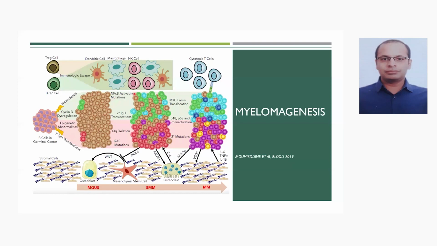Now, when a newly acquired mutation in the NF-kappa B region or secondary IGH translocation or certain other translocations or mutations occur, in addition to interaction with these mesenchymal stem cells, it forms an asymptomatic stage which is called smoldering myeloma. And when further mutations are acquired, like MYC locus translocation, P50, P53, P18, or other secondary mutations, and in further interaction with the bone marrow milieu, it forms a malignant plasma cell. So this is the clinical stage in which end organ damage begins to appear.